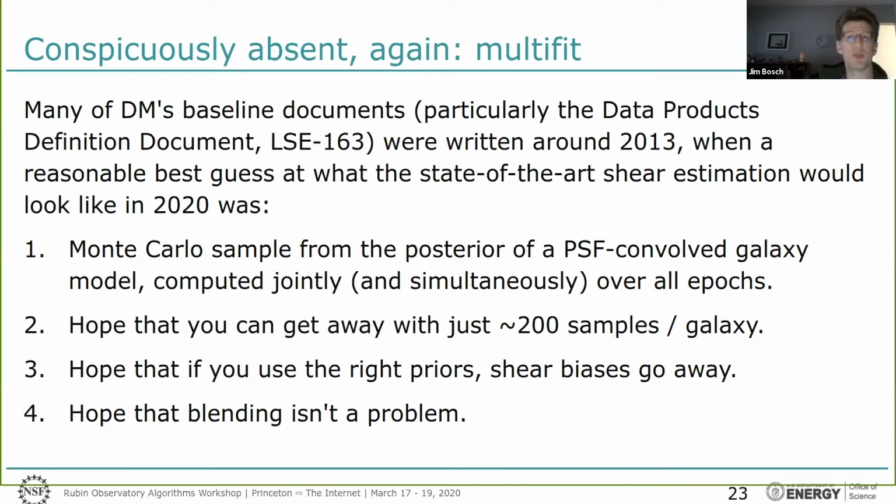And because we knew we were going to be resource constrained even then, we were hoping that you could get away with this with just 200 samples per galaxy. That number was the number we put in the documents. The number was driven entirely by compute resources, not by anyone demonstrating that you could do this with 200 samples per galaxy. And back then, I think we had not realized, I mean, we hadn't started processing the HSC data to the extent we have now, that blending was going to be such a huge problem. And this plan did not really think about how you would handle blending in shear estimation.